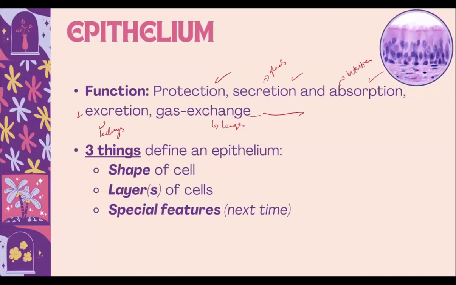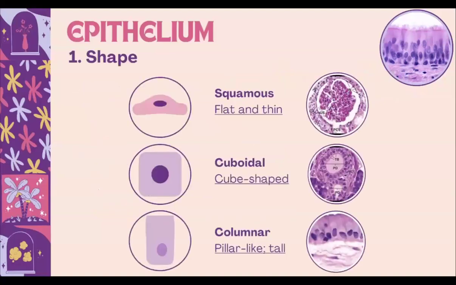Function done. Now we need to characterize the epithelium. So epithelium has three main features that you characterize it with. So the shape of the cell, how many layers we have of the cell, and if there's any special features. And the special features will come a bit afterwards.